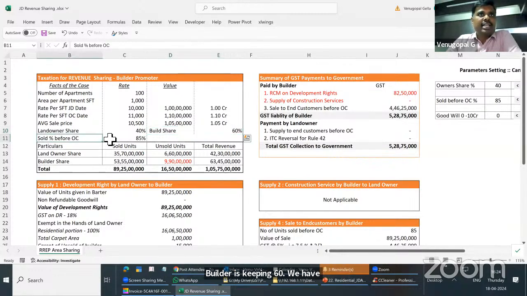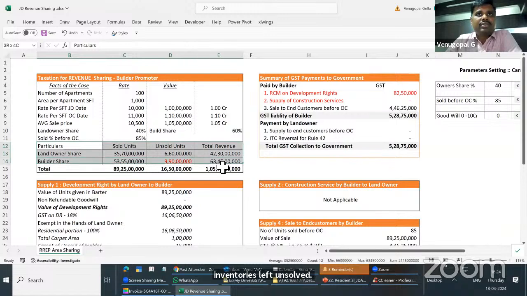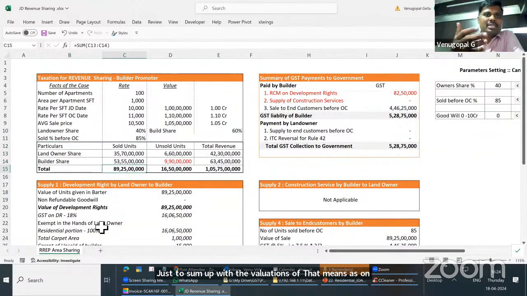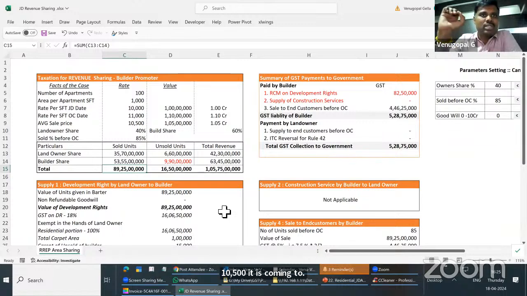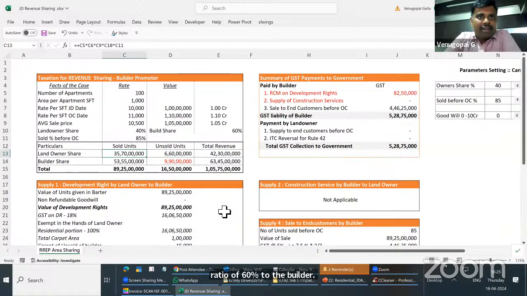We have also assumed another fact. As on the OC date, 85% of the inventory is sold, 15% is left unsold. Just to sum up the valuations, as on OC date I have sold 85 apartments. 85 apartments means 85 crores. Since it is sold at an average of 10,500, it comes to 89.25 crores as the sales value. This is allocated in the ratio of 60% to the builder, 40% to the landowner. So the revenue has been shared between both of them in this ratio.